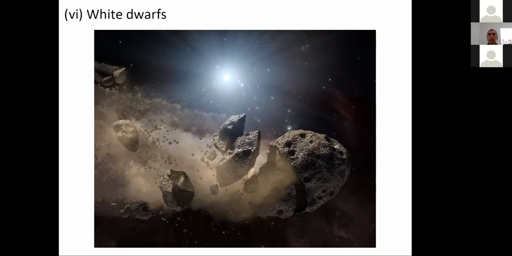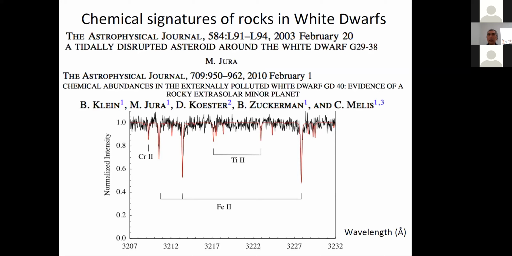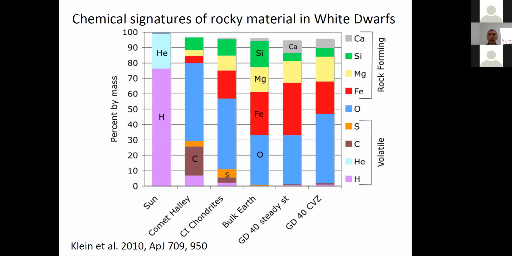Finally, let's talk about white dwarfs. In some white dwarfs, you can see there are metal lines, and this cannot be from the white dwarf because the metals settle very quickly. So this might be some contamination. And when you analyze this in detail, you can see that the chemical composition that you find in white dwarfs is very similar to the chemical composition of rocky material in our solar system.